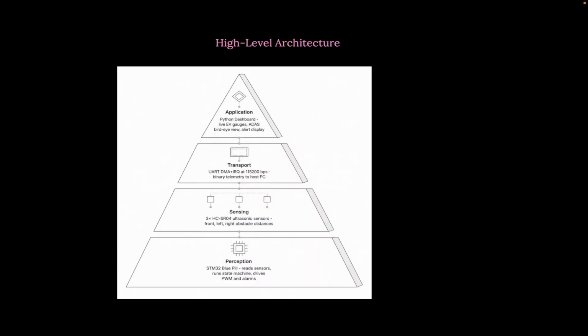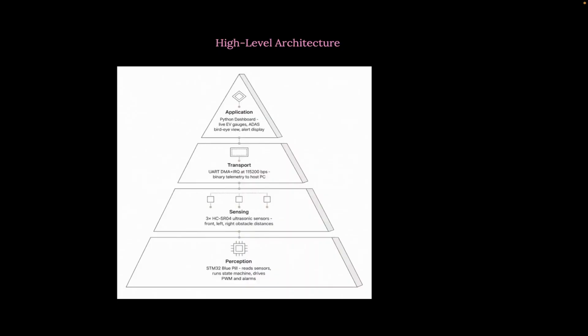Next is the sensing layer. For sensing, as I've mentioned, we've used ultrasonic sensors. In the project, I've mainly used them for front, left, and right obstacle detection. It measures the distance to nearby objects in these three directions.